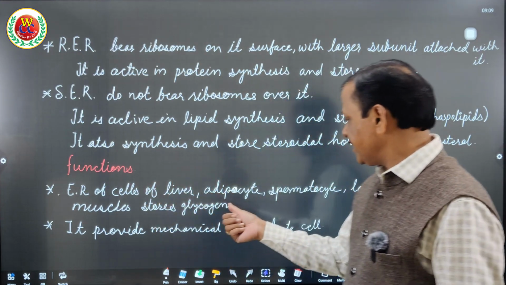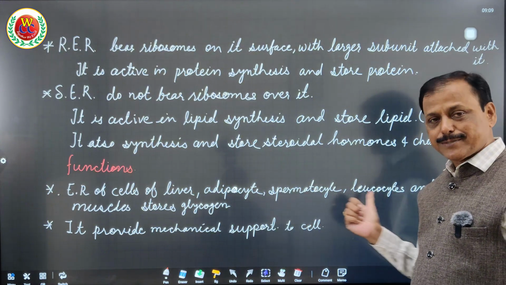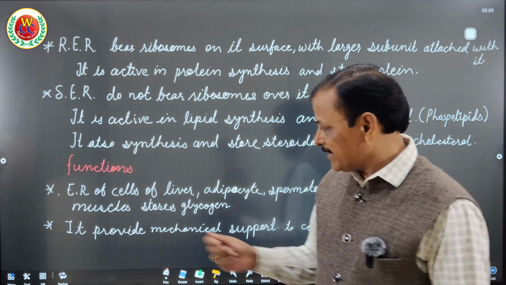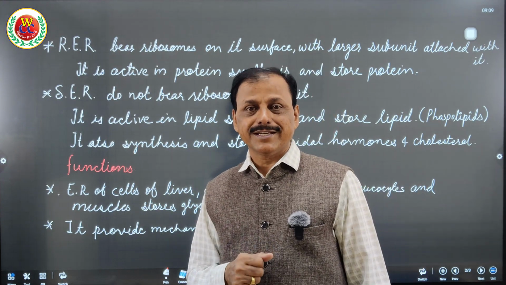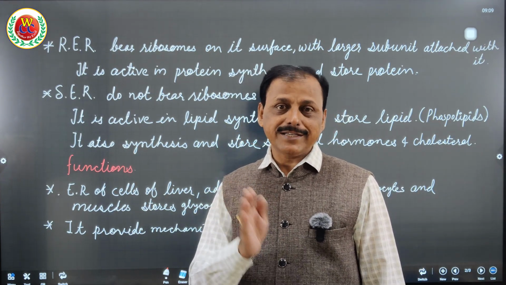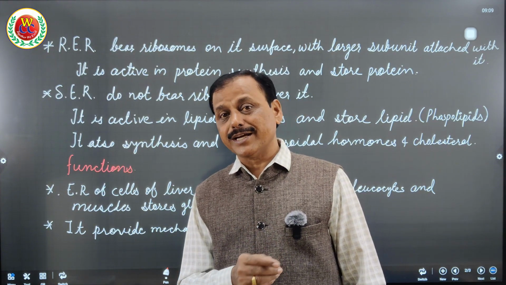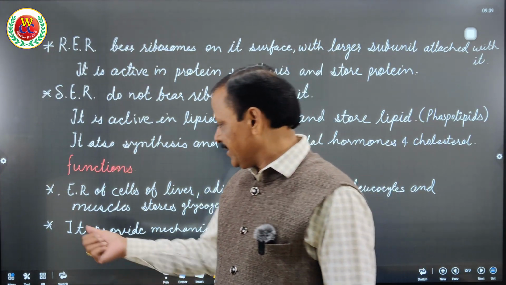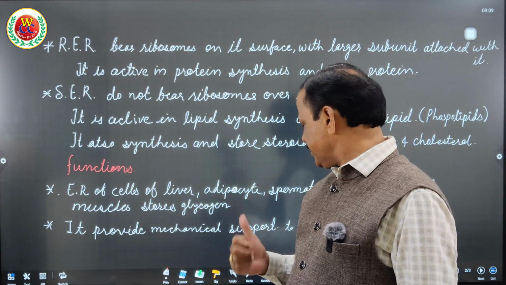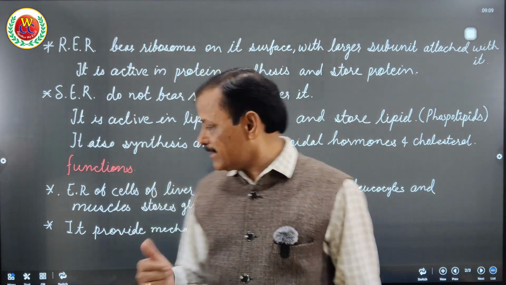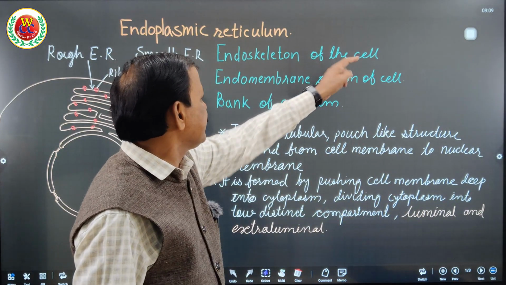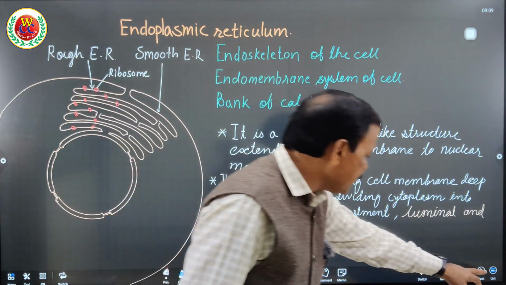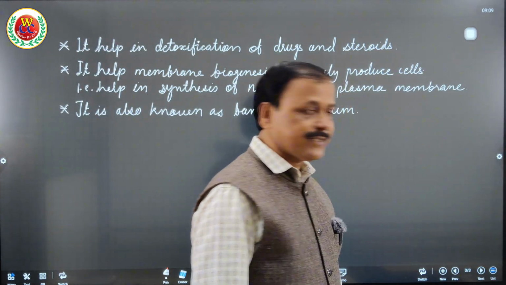So which cells? You see here: liver, adipocyte, spermatocyte, leukocyte. Remember these cells. Next point, it is also stored in muscles, and therefore muscles can work, contract and relax, because they have additional storage of glucose in the form of glycogen as well as in myoglobin form. It provides mechanical support to the cell because it forms the endoskeleton. See, on the very first page I wrote the endoskeleton of the cell. That means it gives mechanical support to the cells.